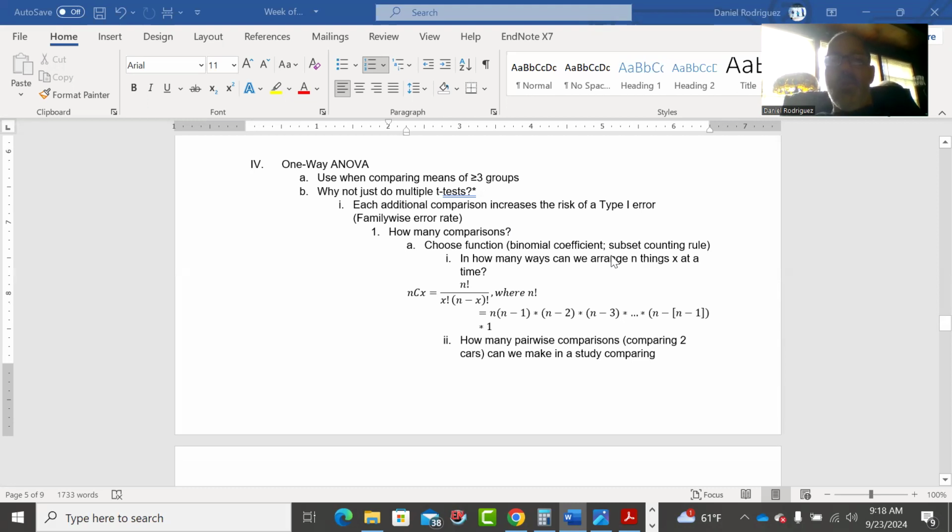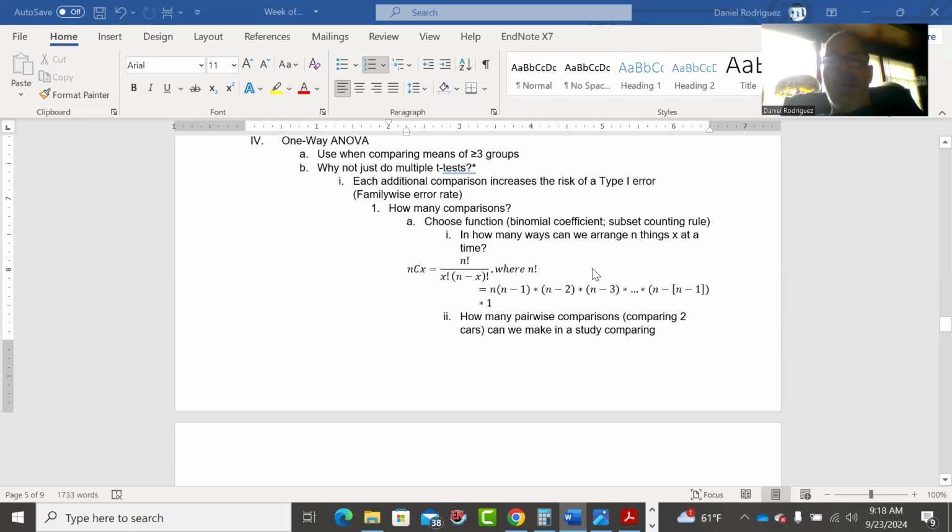For if we do more than one test, the alpha we chose doesn't apply anymore. The alpha is for one test only. If we start doing multiple tests, then we have to basically lower our alpha per test. And I'll show you how that works. But first, let's start by looking at the impact of doing multiple tests.